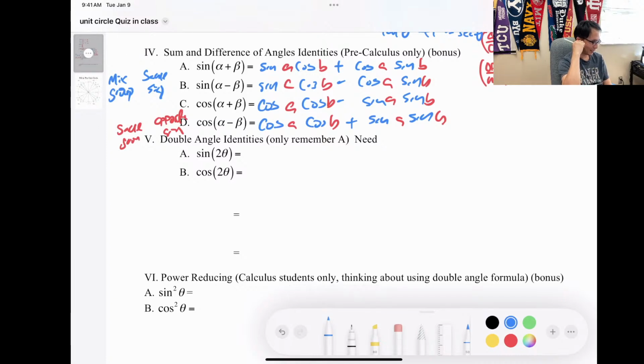Okay, sine 2 theta. Do you guys know the double angle identity? Two sines, cosines? Yeah. 2 sine theta, cosine theta.